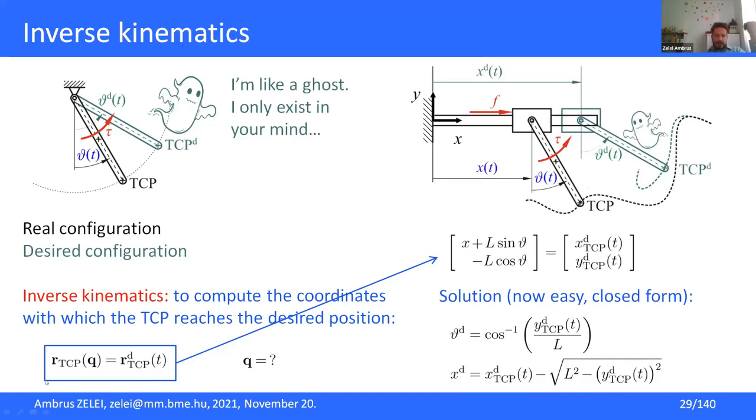So the main message is that in case of inverse kinematics, the trajectory of the tool center point is given, and I would like to calculate the corresponding joint angles or generalized coordinates, which are called desired joint angles. And we will use these desired joint angles in the further control. So let's memorize this.